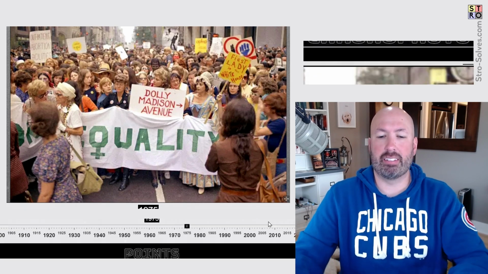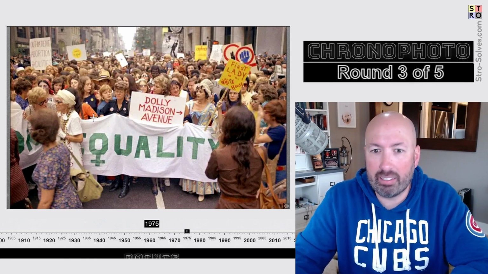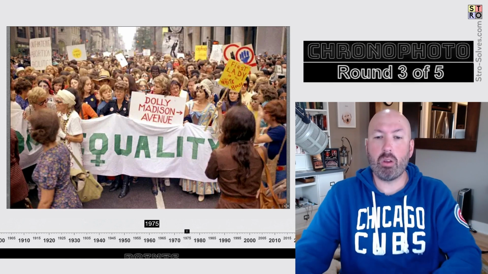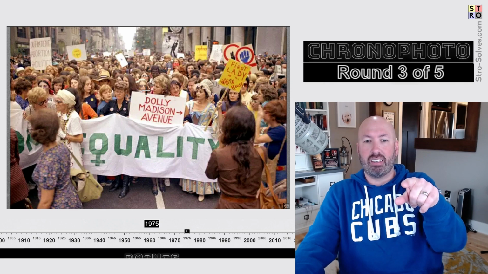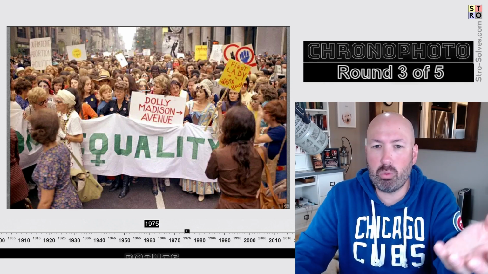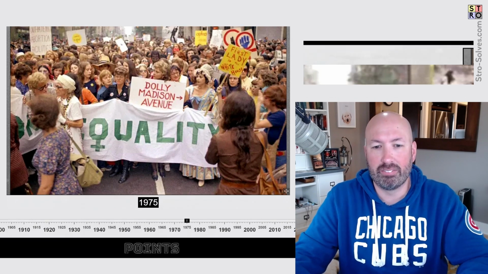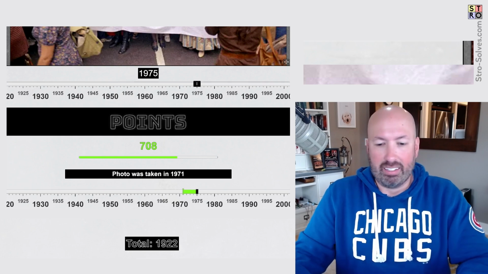75, right in the middle of the 70s. Ooh, 71? Really? Okay. That's kind of wild that this picture, was the last one 78, I think? No, I can't remember for sure. But this one is several years earlier than that last picture. That just seems crazy.